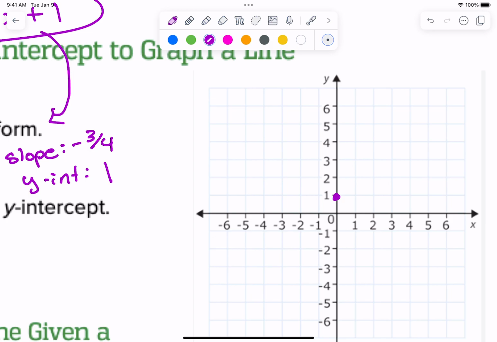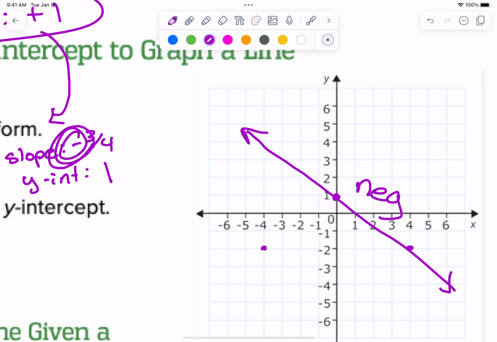Down 3/4. This way or this way? To the left or to the right? 1, 2, 3, 4. To the right, because I want to go downhill. Do you understand that? If he goes downhill, then your slope is negative. I want my slope to be negative because he's negative over here, right?